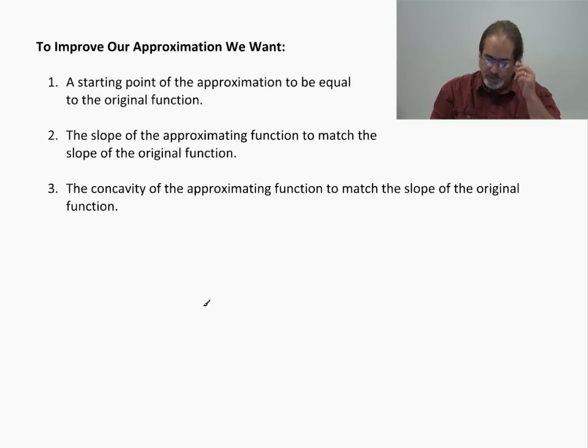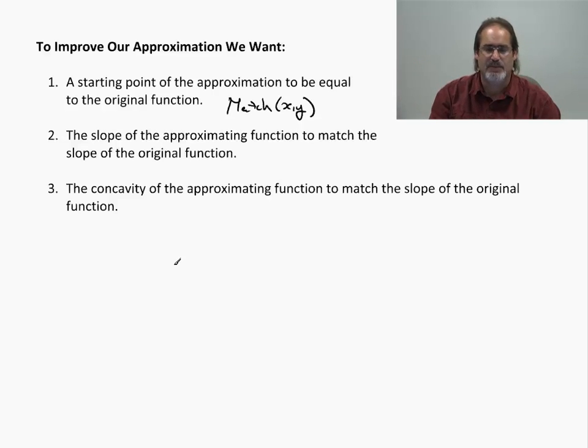Okay, so to improve our approximation, what do we want to do? Well, first of all, we want the starting point of the approximation to be equal to the original function. That was what we did. We said we're going to match x and y. So in other words, if I'm going to expand this about 2, I'm going to approximate some function with another function about 2. That means I need to be able to figure out what both functions are at 2. I need to have that starting point.